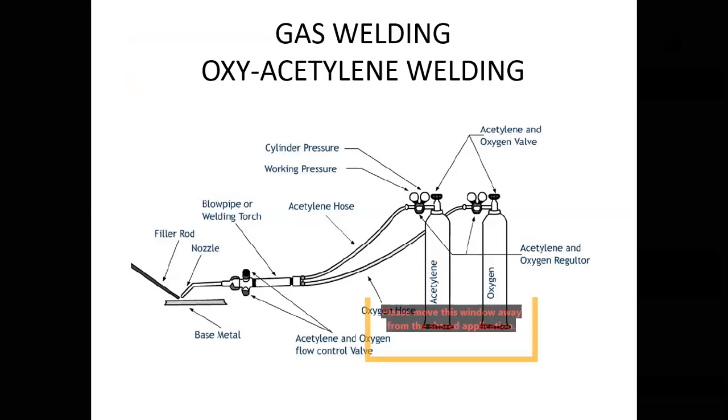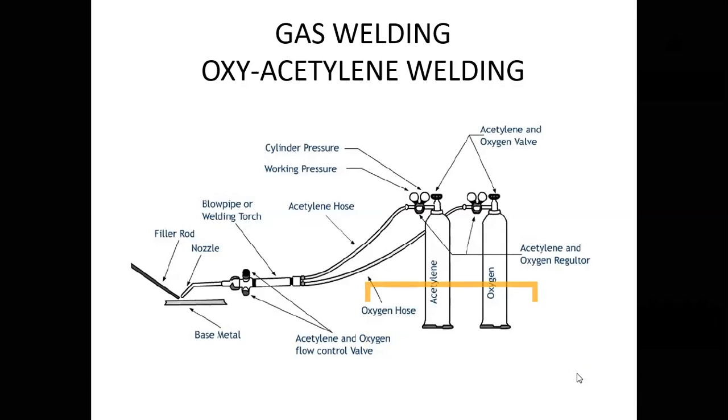One is a neutral flame, 50% oxygen, 50% acetylene. And we have the oxidizing flame. Proportionately, oxygen percentage is small compared to acetylene. Then we have the third one, the carburizing flame. Compared to oxygen percentage, acetylene is more.